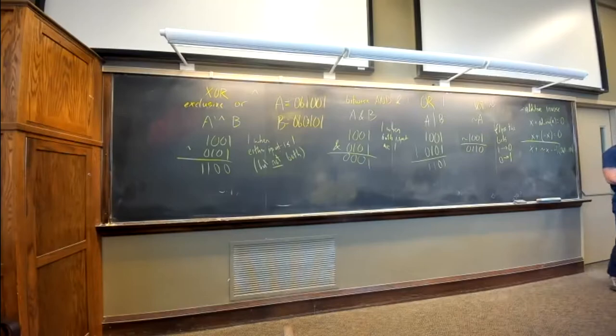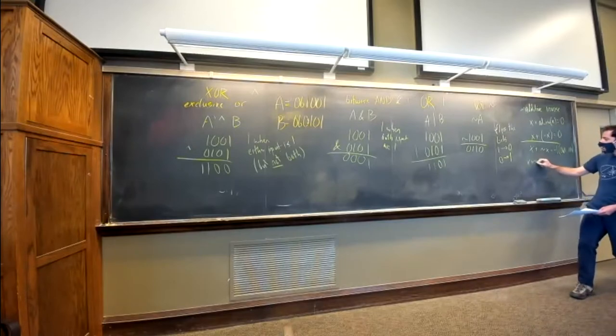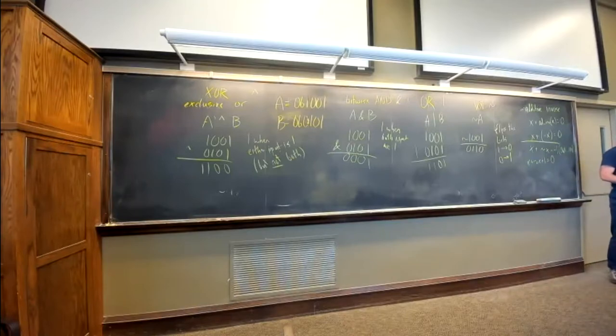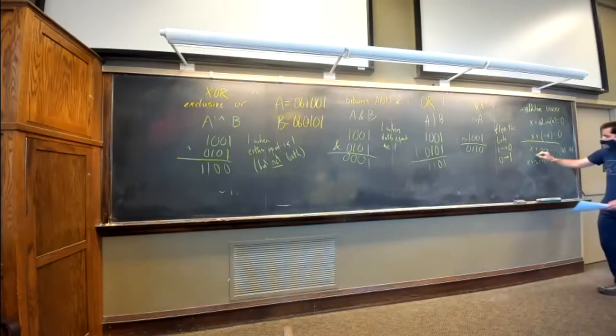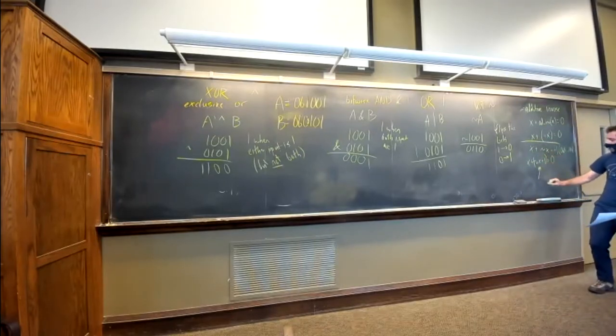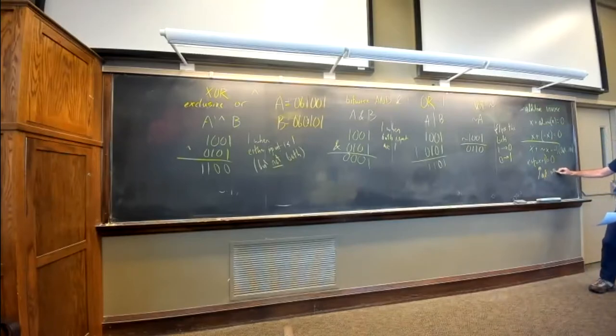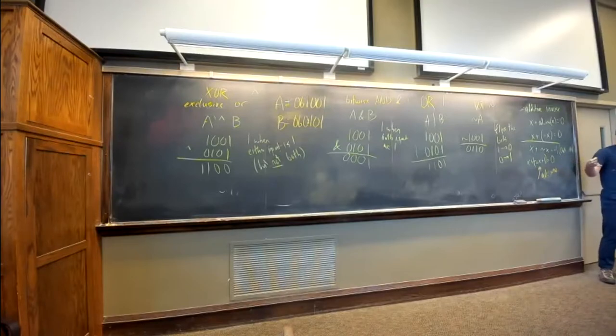So now we can do some friendly algebra. We can add one to both sides. And if we compare that to our additive inverse, where x plus something is zero, then voila, we have our additive inverse formula: not x plus one is going to give us negative x.